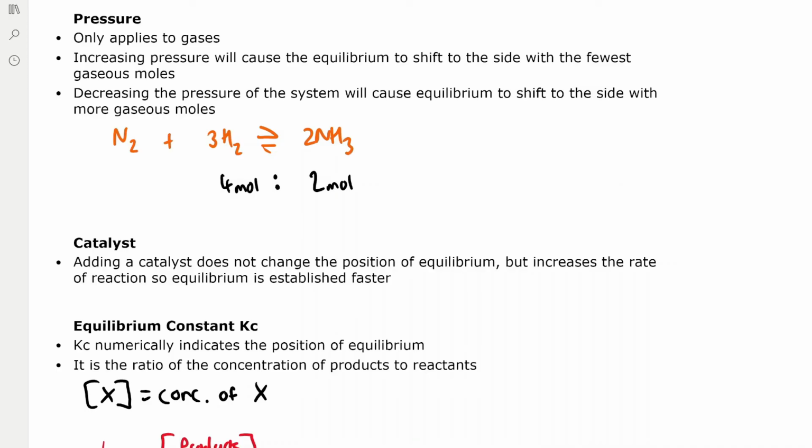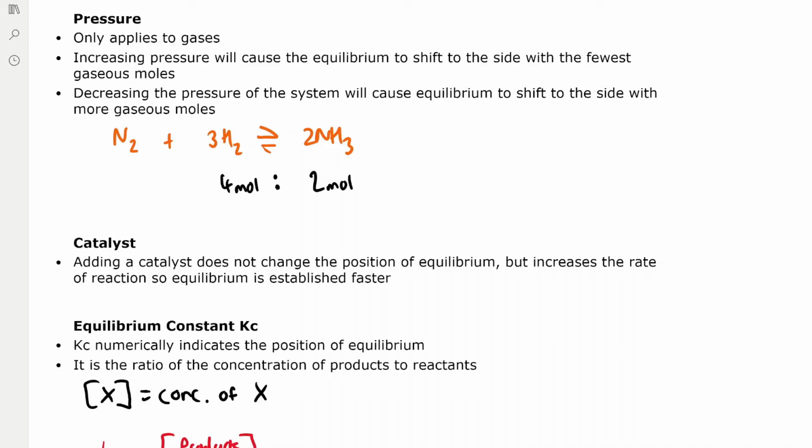So for pressure, this only applies to gases. An increase in the pressure will cause the equilibrium to shift to the side with the fewest gaseous moles, because this opposes the change. If you increase the pressure and the equilibrium shifts to the side with the fewest gaseous moles, then that decreases the pressure, because you have fewer gaseous moles present. Decreasing the pressure of the system will cause the equilibrium to shift to the side with more gaseous moles, opposing the change.